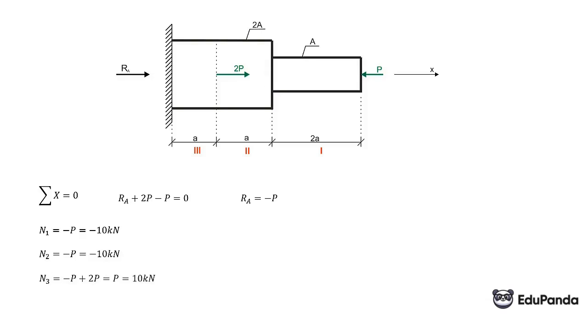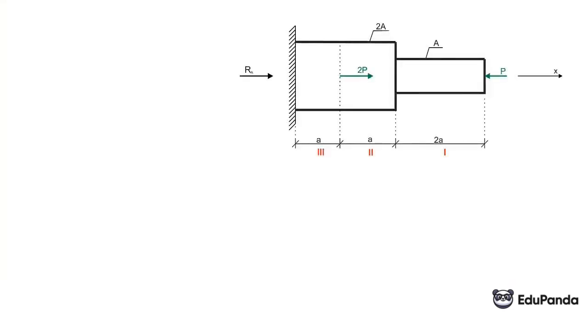And the strength condition is that the stresses, for which the formula is N divided by A, must be less than or equal to, depending on whether a given section is in tension or compression, the tensile strength or compressive strength. And for sizing, for checking strength conditions, we take the absolute value. And now, which part of the rod is compressed and which is stretched? Well, the first and second parts of the rod are compressed because the force in the rod is minus 10, negative. And the third part is stretched because the force in it is positive P.